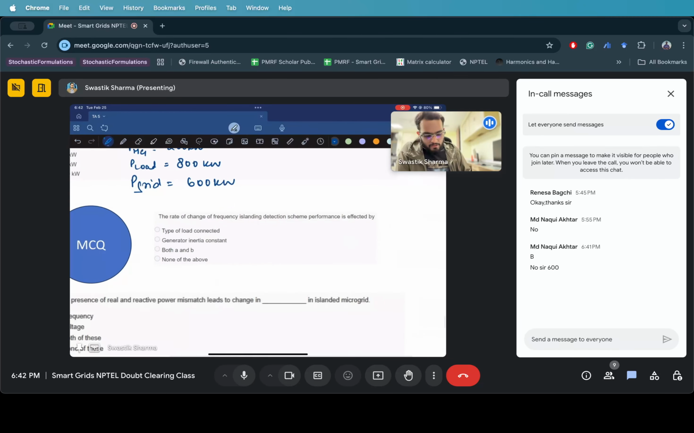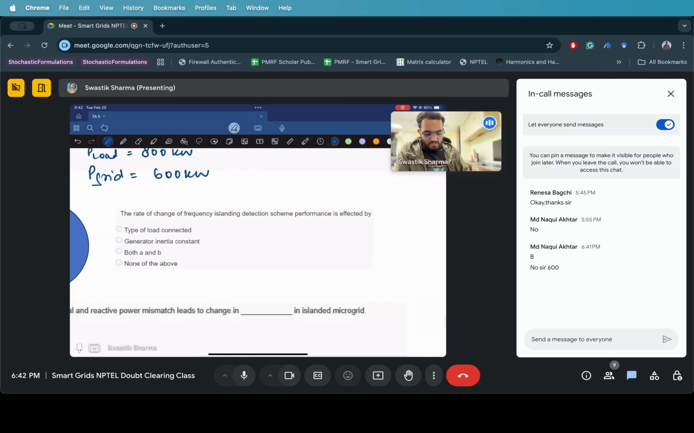Second, the rate of change of frequency islanding detection, or ROCOF, is affected by what? Who can answer this question? It's very straightforward, I have covered everything. ROCOF is what? Delta P upon 2H, right, in per unit form. So the generator inertia constant is directly affecting it. This is the correct answer.